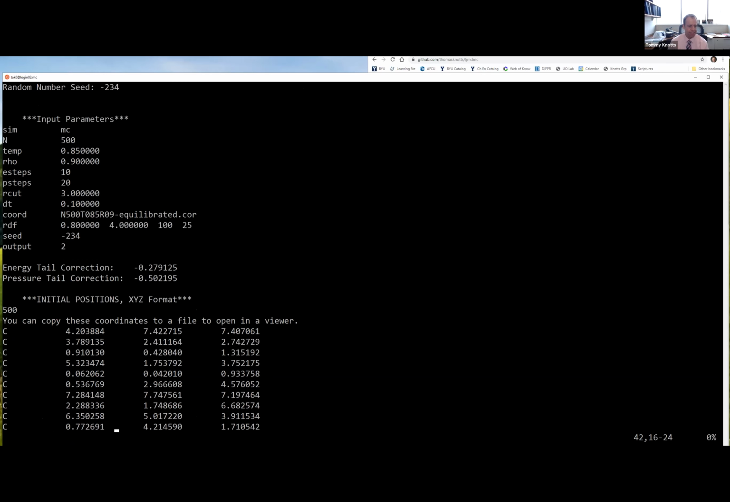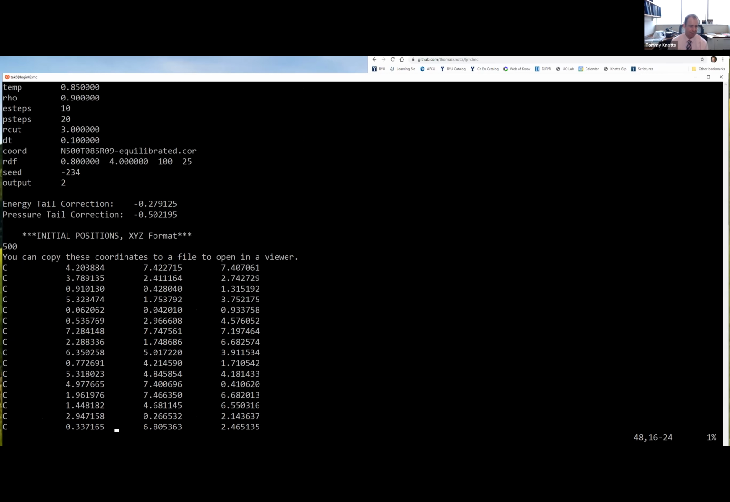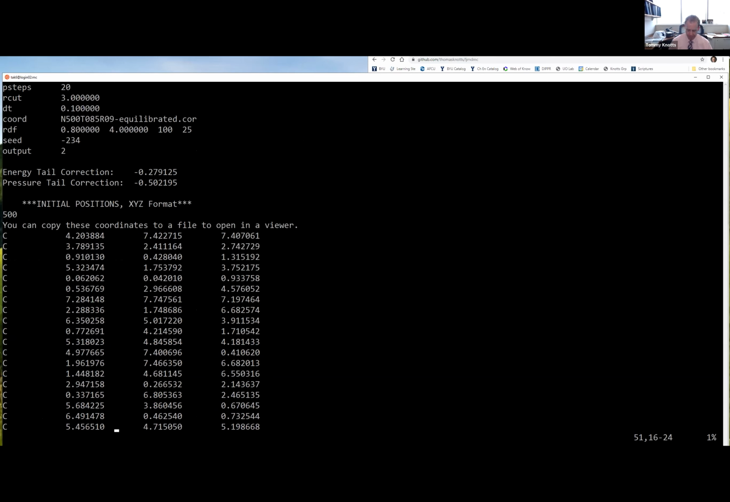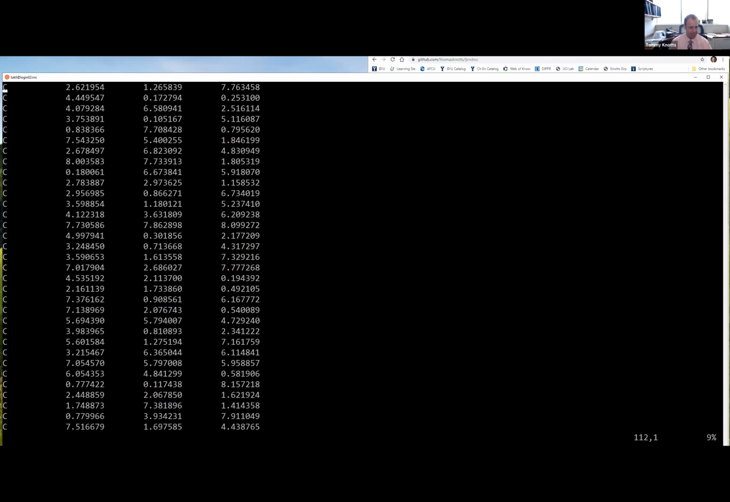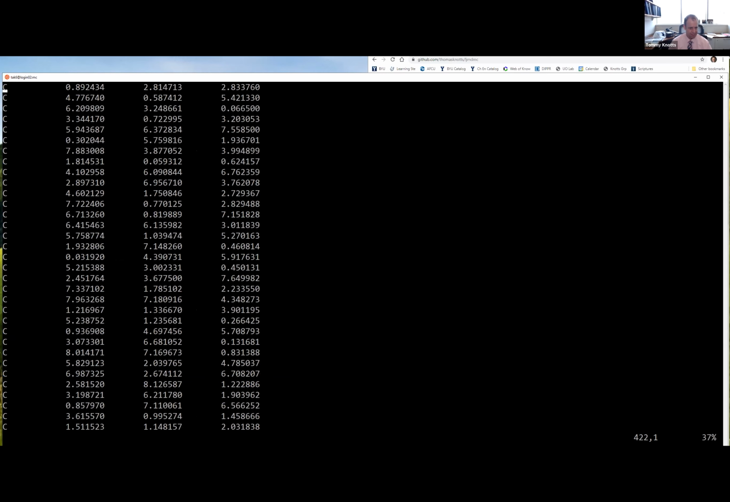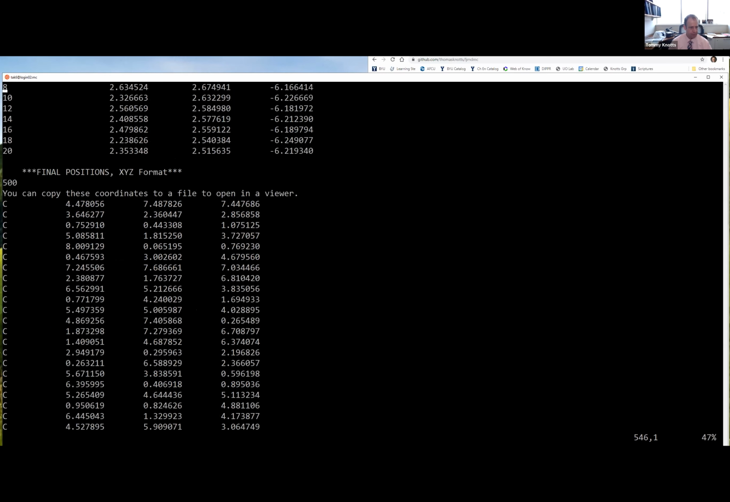It gives you the initial positions that either you gave it in a file, that's what we did, or if it generated on an FCC lattice, it would give you those just so that you can have those in the future. I'm going to hit Control F to skip down a lot because there's 500 of these. Control F is like page down.